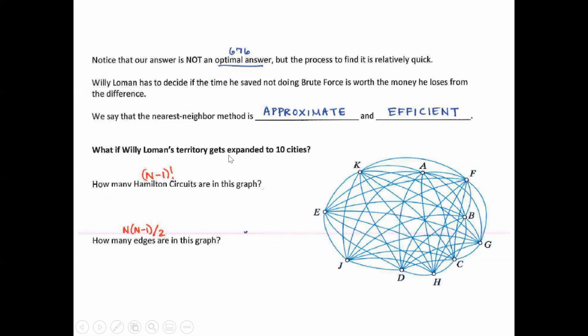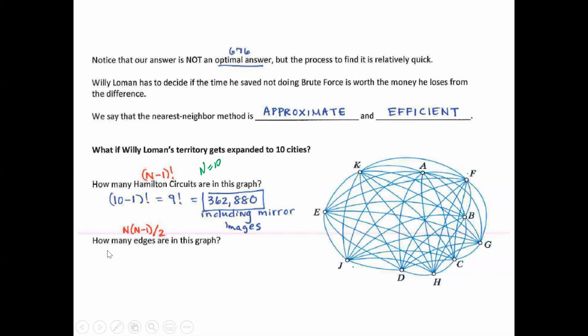But what if Willie Loman's territory gets expanded to 10 different cities? Holy moly. First, we have to figure out how many different Hamilton circuits are on the graph. There's 1, 2, 3, 4, 5, 6, 7, 8, 9, 10, so n equals 10. 10 minus 1 is 9, so 9 times 8 times 7 times 6 times 5 times 4 times 3 times 2 times 1 is 362,880 circuits. Does that mean I am going to divide that by 2 and write down, potentially, 180,000 different mirror images of each other?